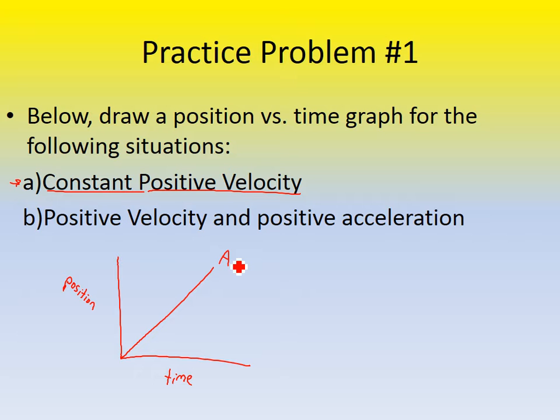Okay. Now let's do B. A positive velocity and positive acceleration. So is there going to be a slope, guys? Yeah, there's going to be a slope. Is it going to be positive or negative? Positive velocity, so we have positive slope. But it also says we have acceleration. Positive acceleration. So how do we show that? A curved line. So it looks something like this. So it's got to be a curved line.